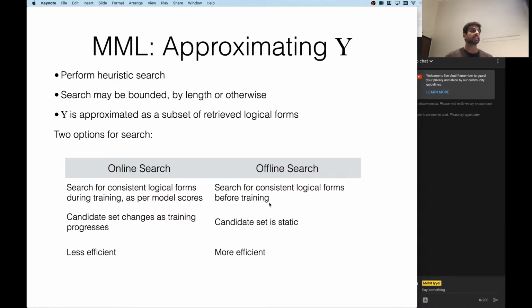You have a static set of candidates, and you can then easily apply some sort of maximum marginal likelihood training or other method to get your model. So this is much more efficient because you don't have to do the search during training, but your candidates are going to be worse on average. So I think most successful methods try and incorporate online search, and there are some ways to try and make it more efficient. Maybe you terminate the search early, or maybe the search itself is part of your model training process.